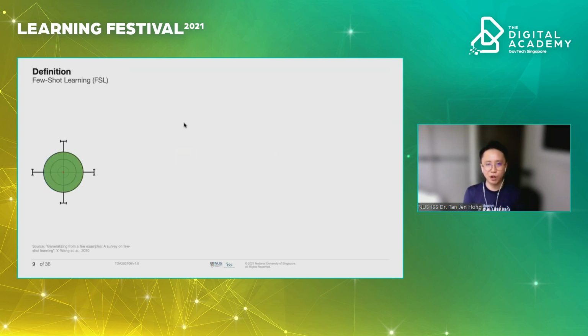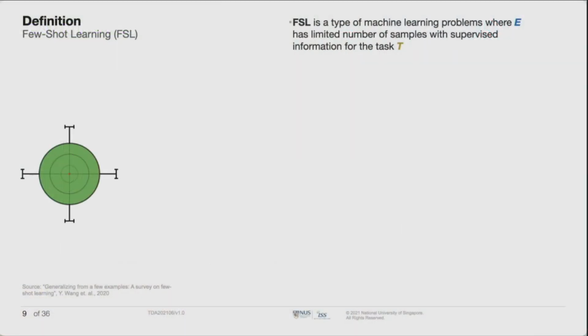We have seen the definition of machine learning. How about few-shot learning? Last year, a group of researchers from Hong Kong published a review paper on few-shot learning. In that paper, they provided a formal definition of few-shot learning. Let's take a look at the definition. According to them, few-shot learning is a type of machine learning problem where the experience E has a limited number of samples with supervised information for the task T. Personally, I think this definition is a bit too broad and therefore not so useful in many circumstances. But according to the authors, they have to make the definition this broad in order to include many relevant research.